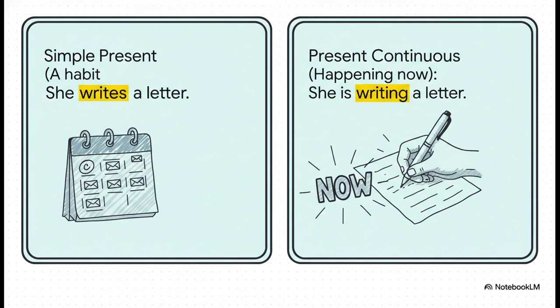But on the right, she is writing a letter. That's the present continuous. It's like hitting the live button. It means it's happening at this exact moment. You could walk in the room and see her doing it right now.